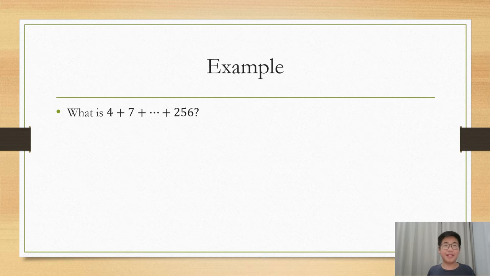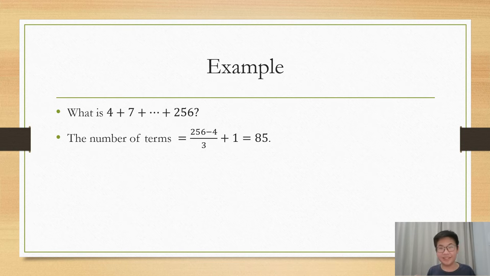Example: what is 4 plus 7 plus dot dot dot plus 256? Well, you can't compute this in your head. The number of terms is 85, because when you subtract the first from the last and divide by the common difference, which is 3, and add 1, you get 85.